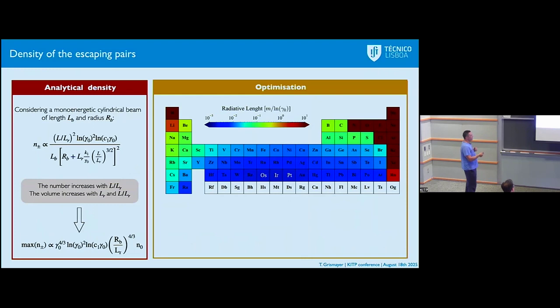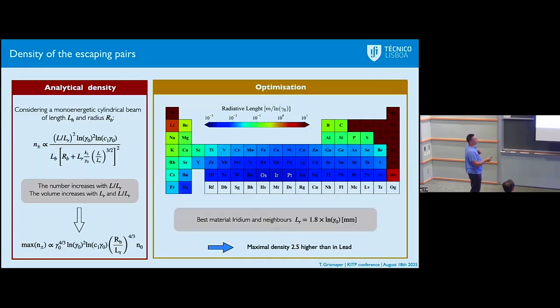Now we can ask ourselves: if you want to produce them, you want the thinnest possible targets. Looking at all the periodic elements, we want to find the smallest radiation length with gamma naught, and we found that actually the best material is iridium and its neighbors, which is around here, and you will get a maximum density higher than lead. But actually, if you're poor, you don't want to use this. It's a very expensive material, and you had better just work with lead.